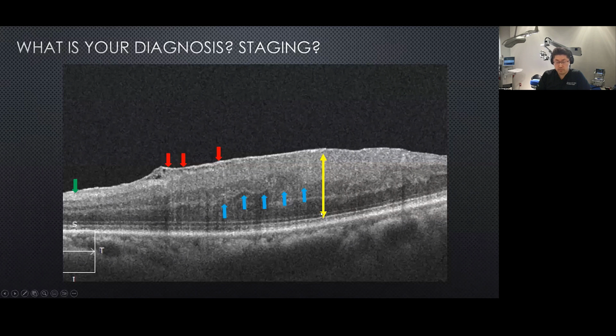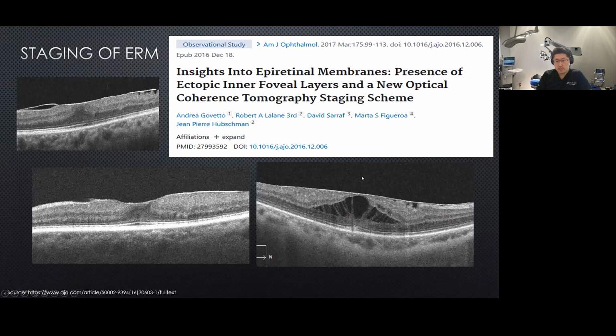Loss of the foveal contour. We don't see the foveal depression, the foveal pit. And also, we see that the inner retinal layers are uniformly distributed. And as we all know, in the fovea region, we shouldn't see all these inner retinal layers. Therefore, there's something called the ectopic inner foveal layer. And this is important for epiretinal membrane staging, especially for surgical retinal specialists. In addition to vision itself, the staging of epiretinal membrane also plays a role. In this case, picture number 3, we can also see the presence of schisis.